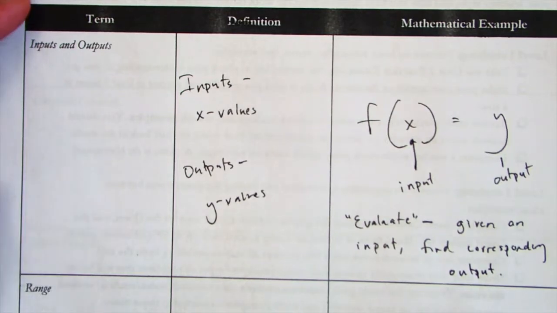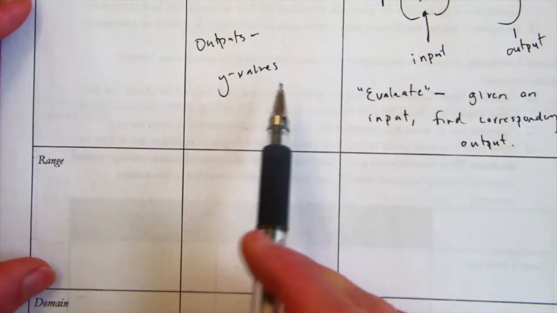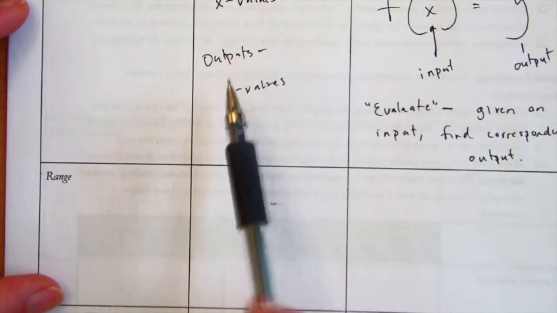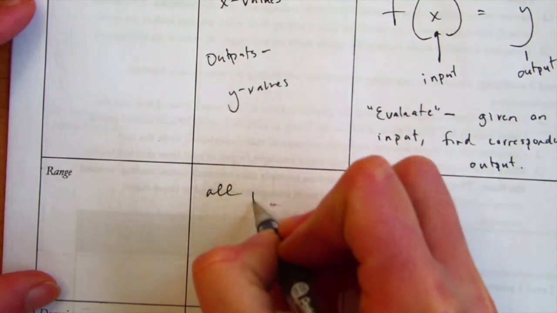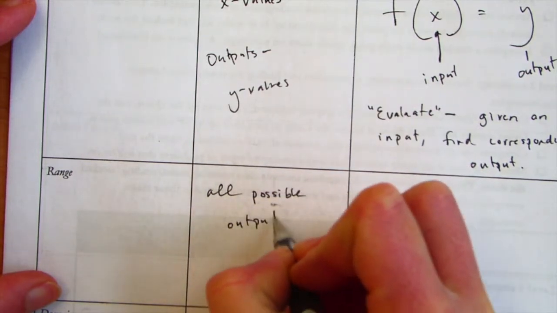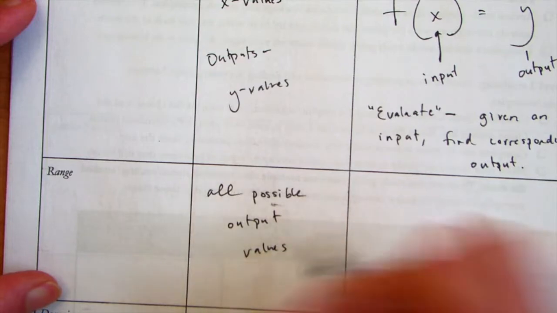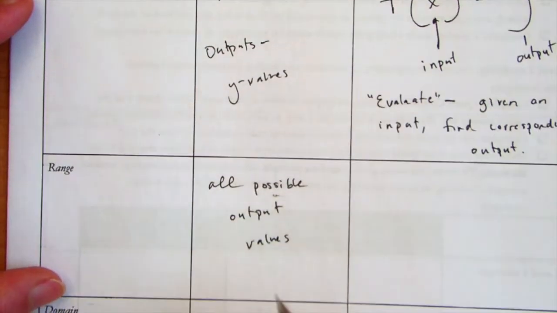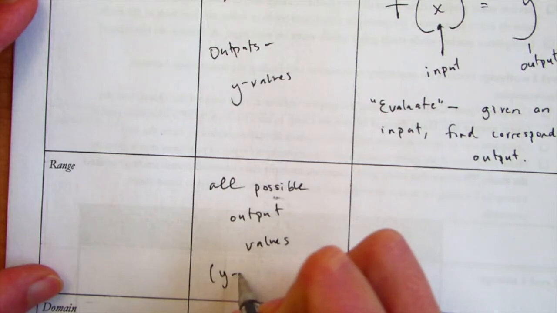All right, the next vocabulary word is range. So this connects to the first definition of outputs. So the range is all possible output values. Another way of thinking of this is all possible Y values.